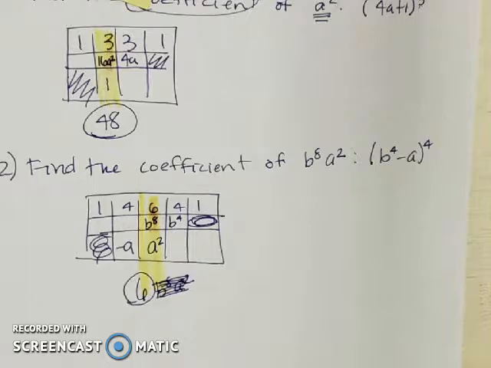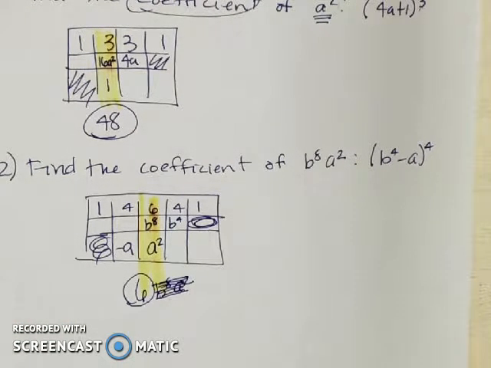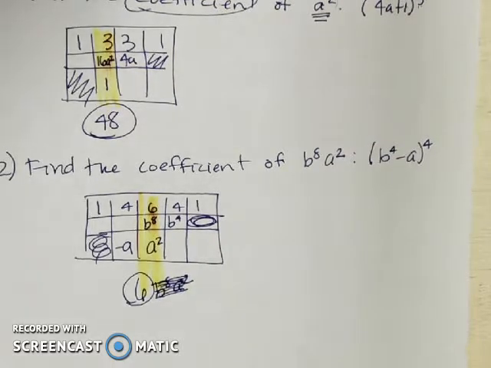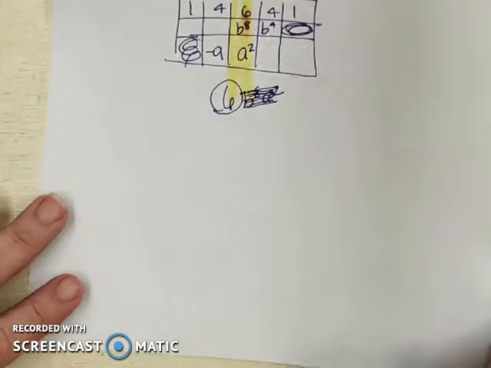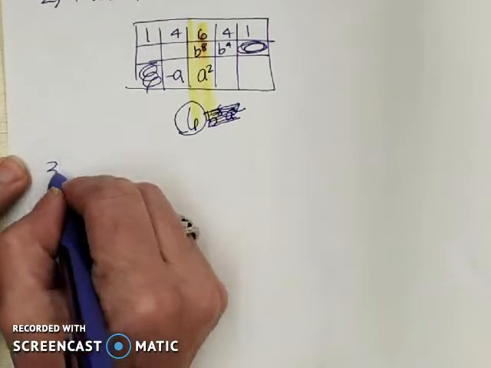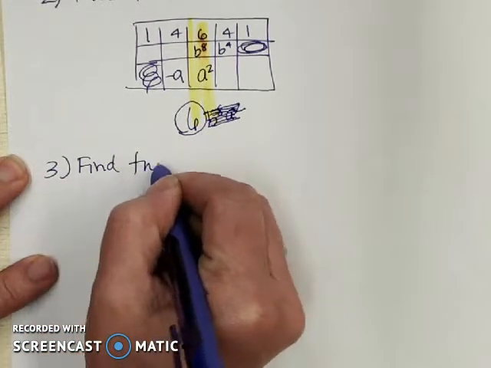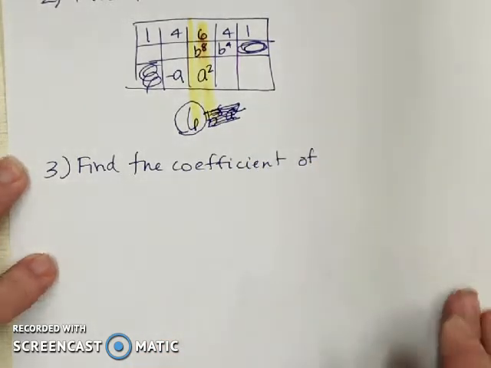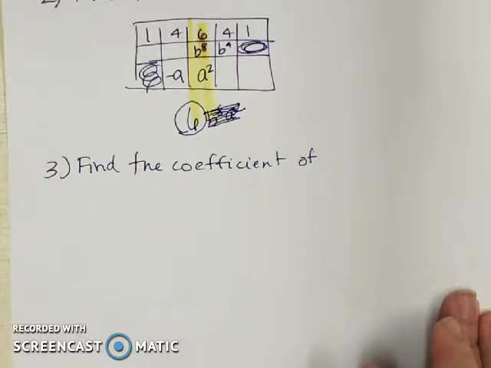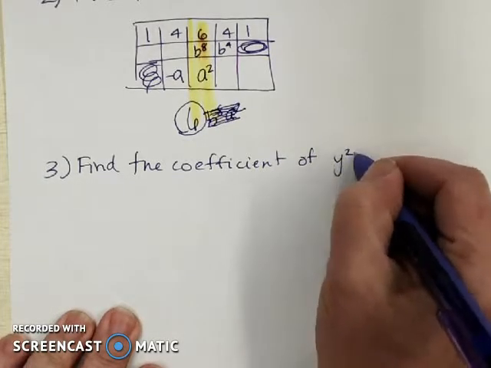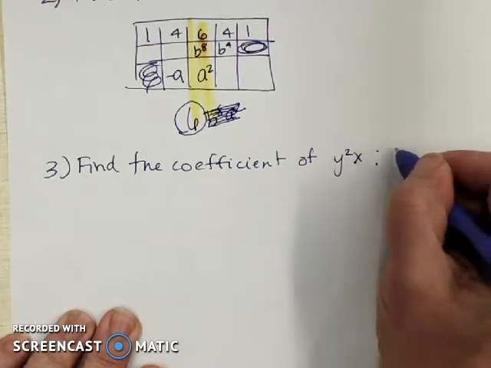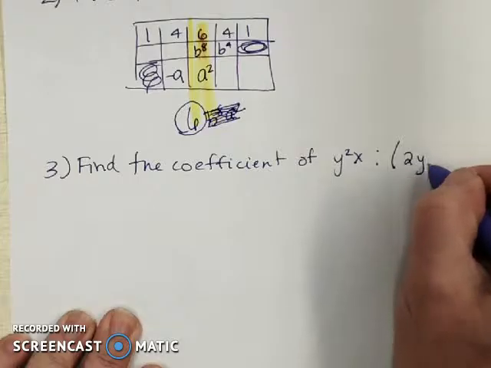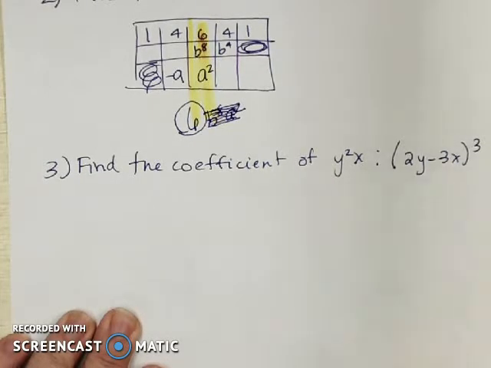So just like on the last video, I'm going to give you 2 examples to do. I'm going to give you the examples, pause the video, do the problems, and then check your work, okay? I was almost going to pause the video before I gave you the examples. Sorry. So here we go. Let's find the coefficient of y squared x in this expansion, 2y minus 3x to the 3rd power.